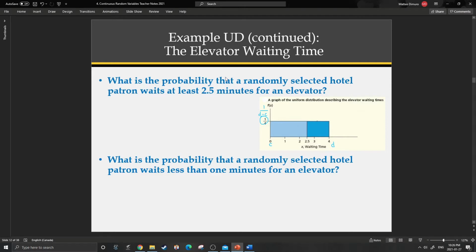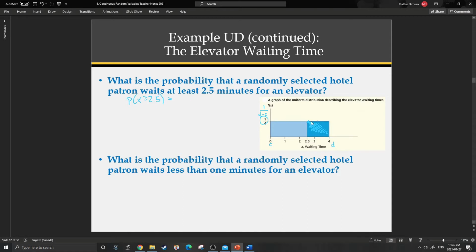Okay, what is the probability that a randomly selected hotel patron waits at least 2.5 minutes for an elevator? Well, we just need to calculate the area under the curve from 2.5 minutes to 4 minutes. We don't need to go past 4 because the distribution doesn't exist. And now it is asking for the probability that x is greater than or equal to 2.5, right? So the max is 4. So if I can just calculate this probability, then I'll have the answer.